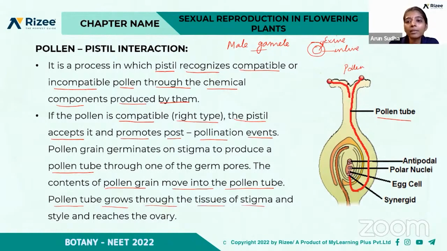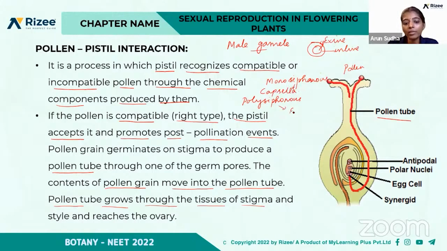Here, through the tissues of the stigma and style, it reaches the ovary. This red line shows the formation of a pollen tube. So there are two types based on the number of pollen tubes that are formed. That is monosiphonous and polysiphonous. Monosiphonous means only one pollen tube is formed, for example, Cucurbita.